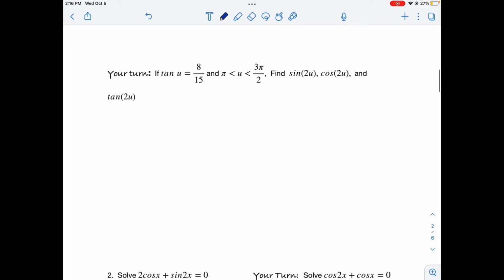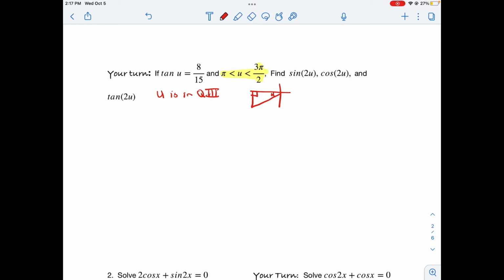Okay, I want you to pause and figure out, given this information here, find the sine of 2u. Okay, first thing I'm going to do is identify what quadrant I'm in, just like I did before, so I know u must fall in quadrant 3. And that tells me what my trig functions are. So I'm going to draw my representative rectangle in quadrant 3, making my central angle u.